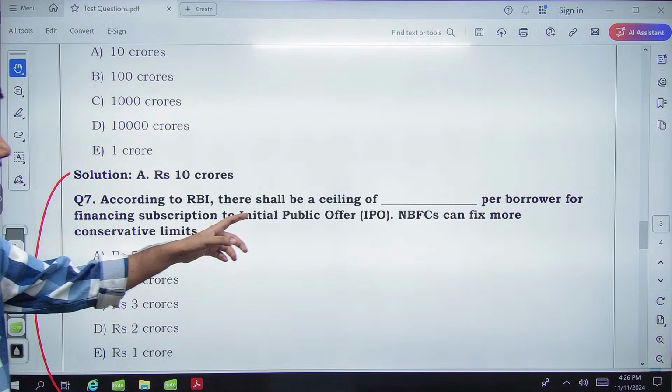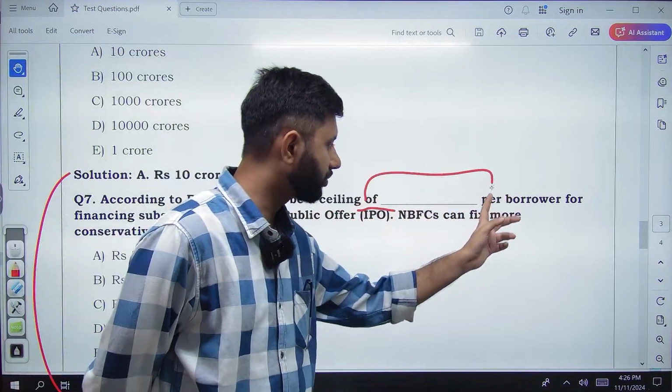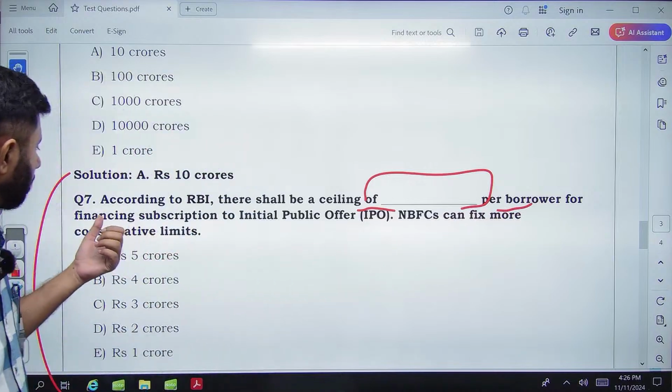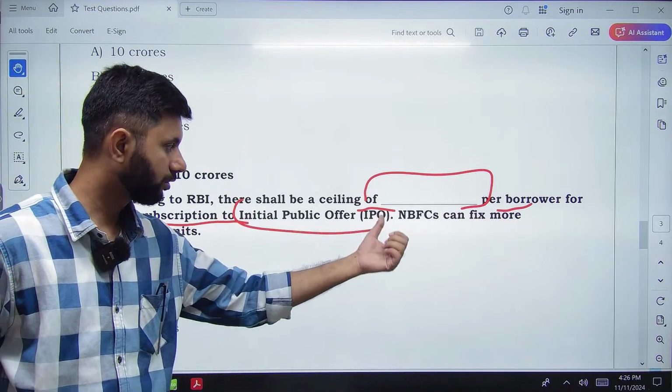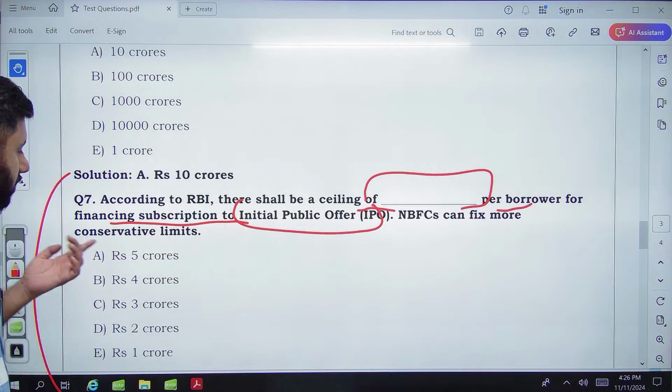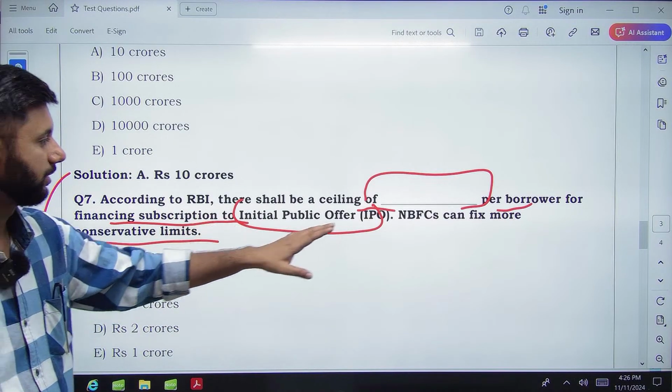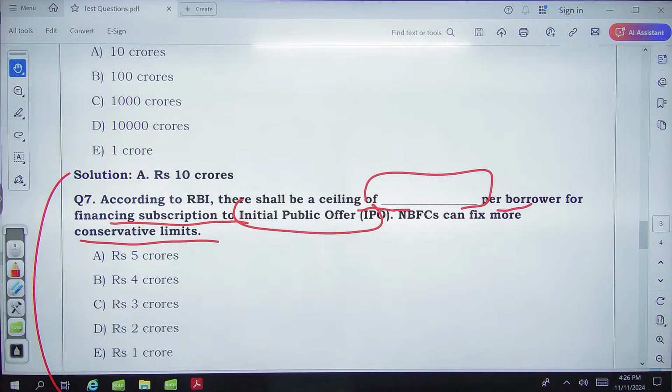Next question, according to Reserve Bank of India, there should be a ceiling of how much amount per borrower for financing subscription to IPO. Obviously, NBFCs can fix more conservative limits, but what should be the ceiling per borrower? What can you think is the correct answer?